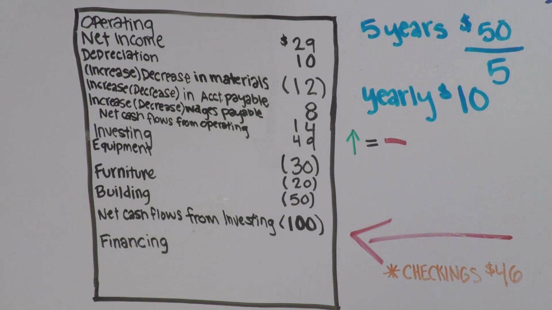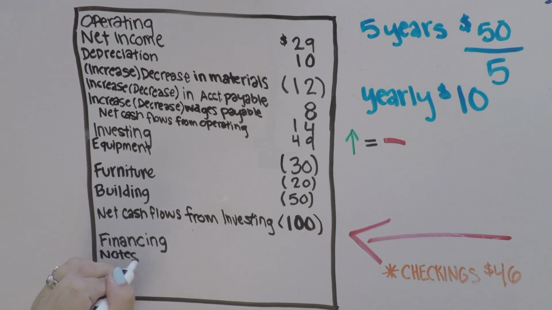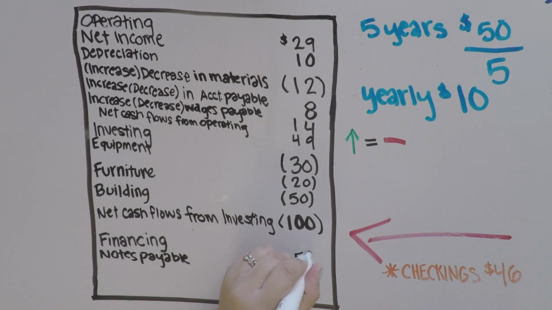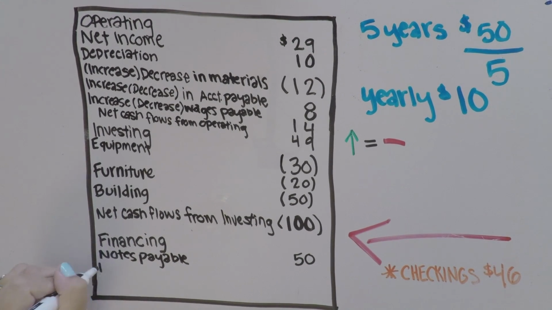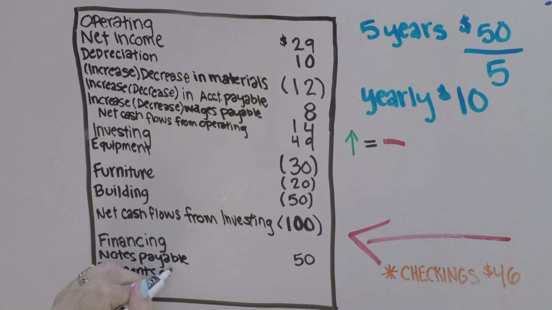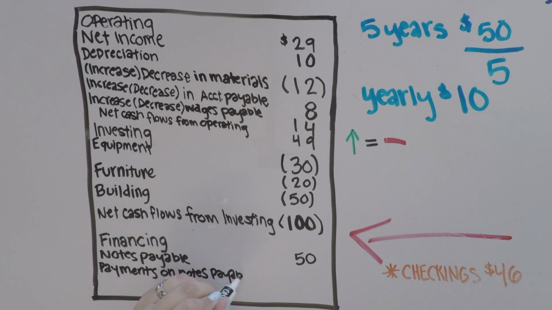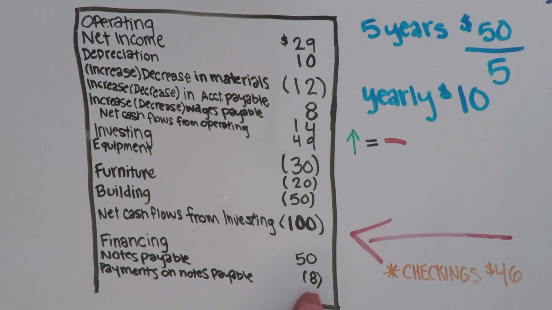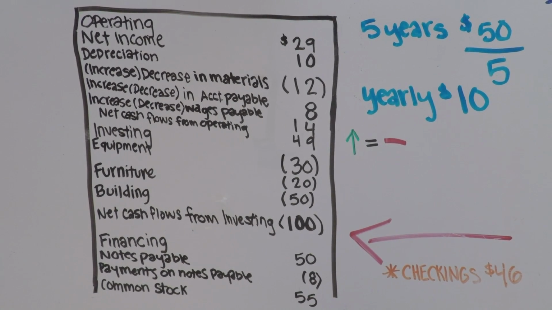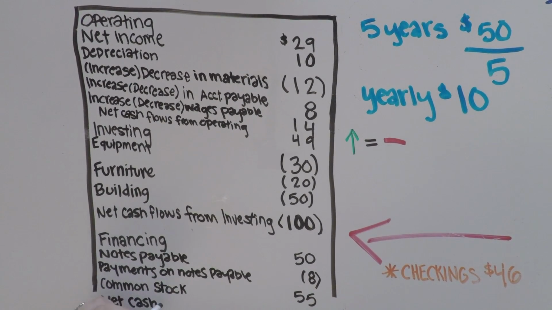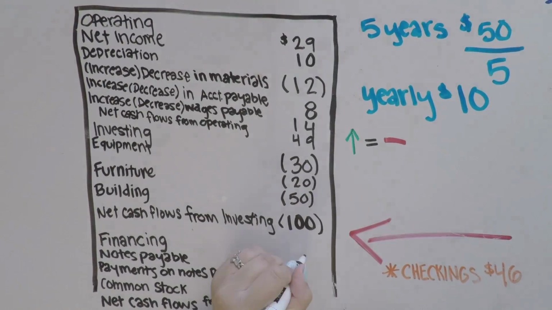For the finance section, we received cash for the lemonade stand as a note. This is our only note payable of $50. We have been paying back Uncle Kevin, and this year we paid $8. All of the common stock was issued to us for our $55 contribution, making our net cash flows from financing activities $97.